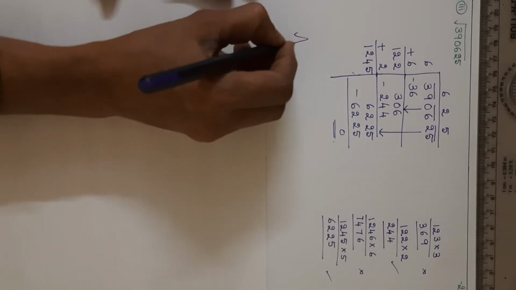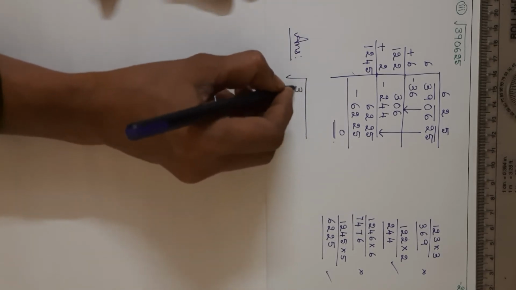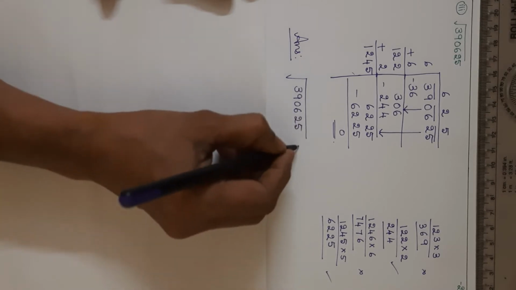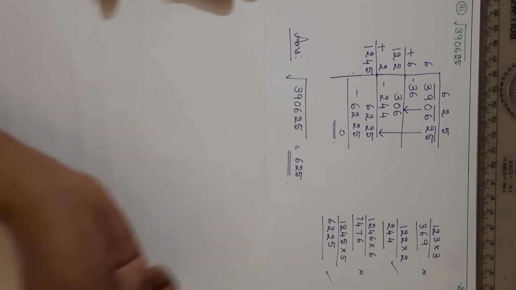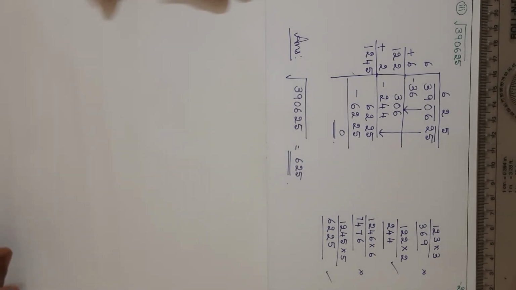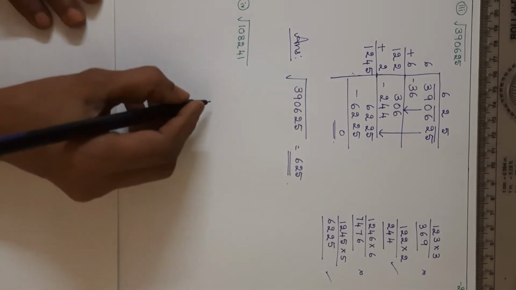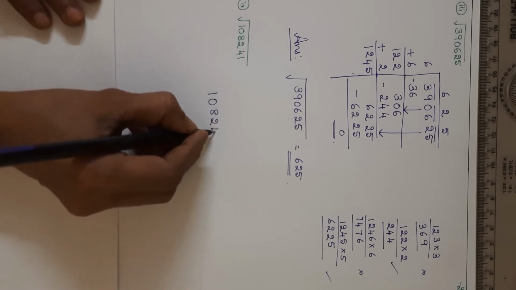So the answer is square root of 390625 is equal to 625. Okay. We'll go to the fourth sum. It is 108241.